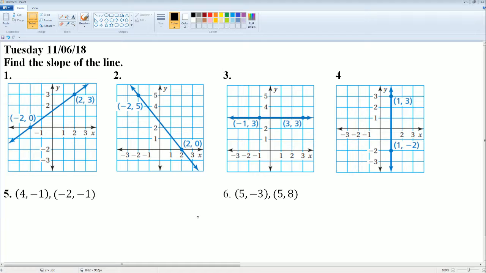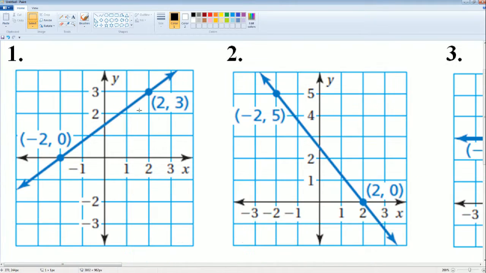Here it says to find the slope. So 1, 2, 3, and 4, we have it all in the graph. 5 and 6, we just have the ordered pair. Let's see how we can do it when we are given the graph.